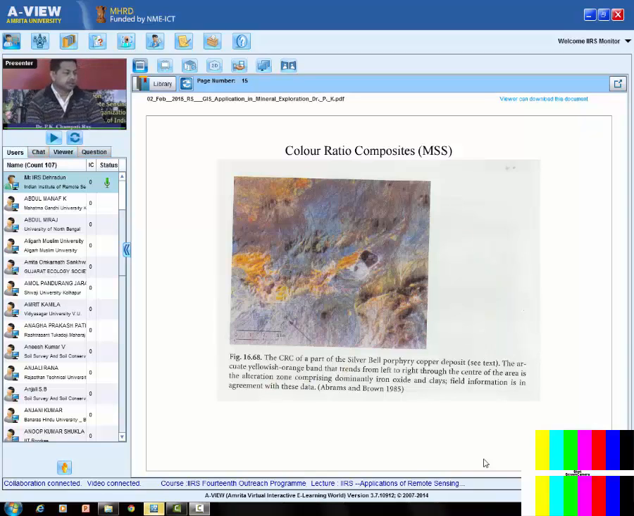This is a color ratio composite of a part of a Silver Bell porphyry copper deposit, and the arcuate yellowish orange band that trends from left to right is actually the alteration zone, and that corresponds to iron oxide and clay, and this is very, very important for the copper mineralization in this area.